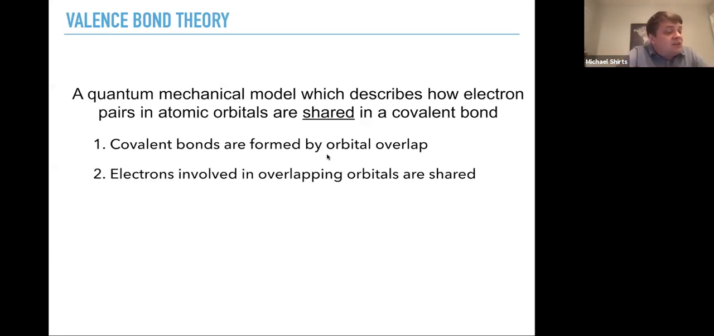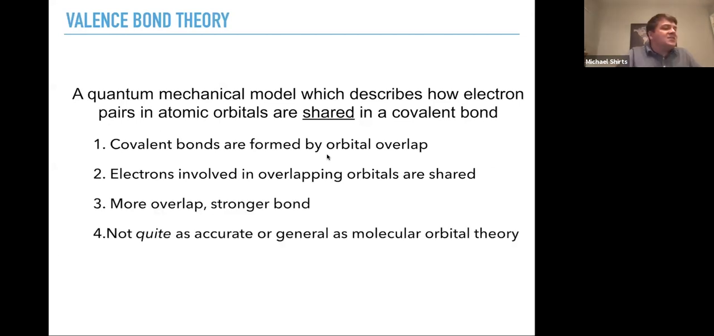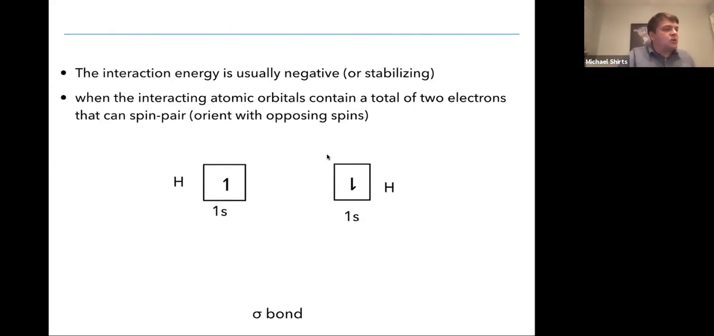So electrons involved in overlapping orbitals are shared. If you have overlapping orbitals, then the electrons are shared between those two orbitals. The more overlap, the stronger the bond. It's not quite as accurate or general as molecular orbital theory, and we'll get into that next. So again, the interaction energy is usually stabilizing.